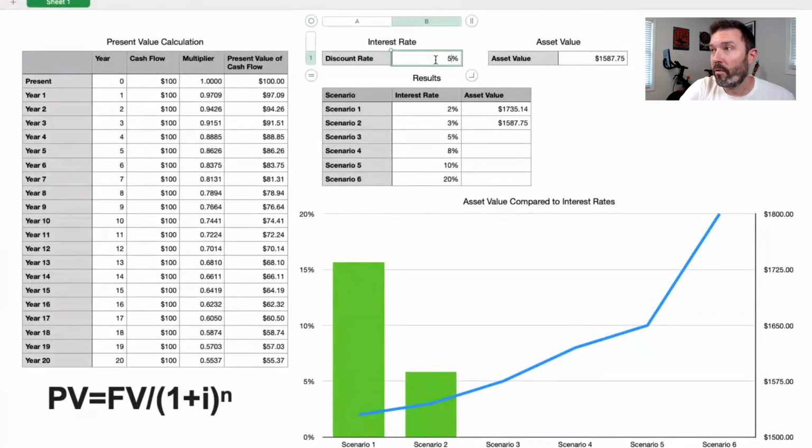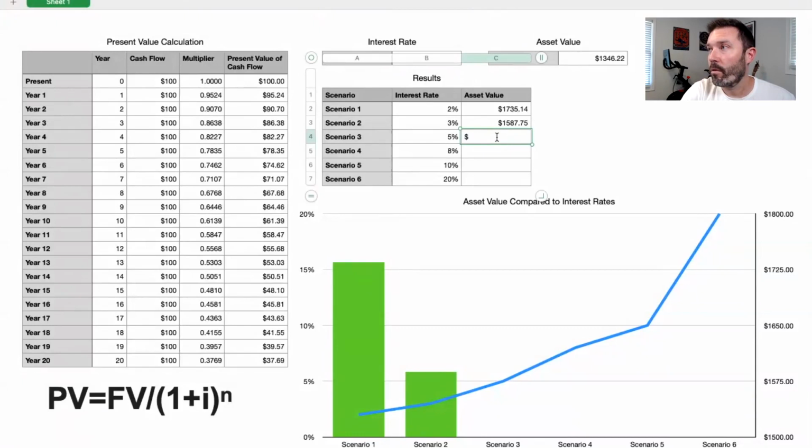Let's go ahead and do this for 5%. Now we have 1346.22.